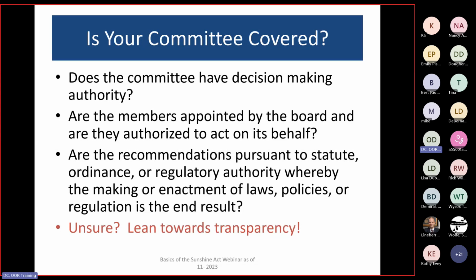Then there's the one that I consider the most important. This is the one that I really take a close look at when this question comes up. Are the recommendations pursuant to statute, ordinance, or regulatory authority whereby the making or enactment of laws, policies, or regulation is the end result? Okay, let's translate this into English. The committee takes official action by making recommendations back to the elected officials' board. All right. But are those recommendations pursuant to statute? Can we find some basis in law?